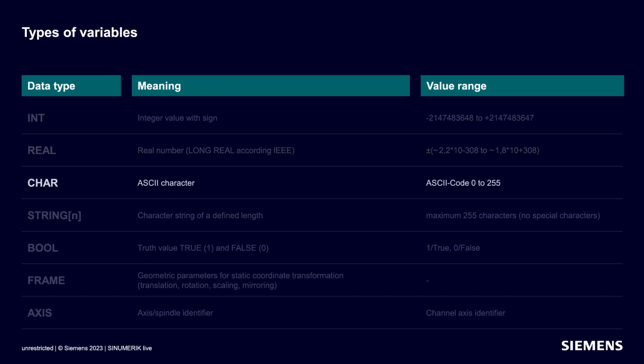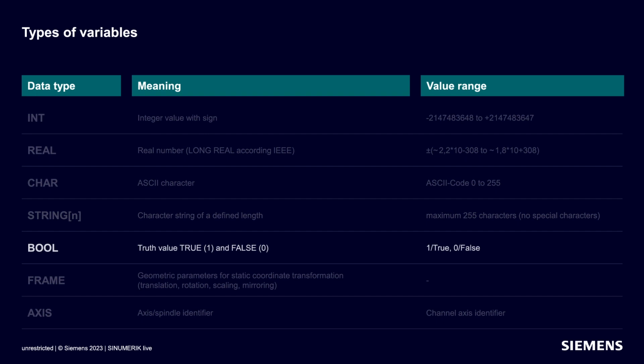Then there's the variable type character. This variable is only 1 byte in size and contains exactly 1 ASCII character. These can be combined. A string is nothing more than a string of characters. This allows us to work with texts containing up to 255 characters.